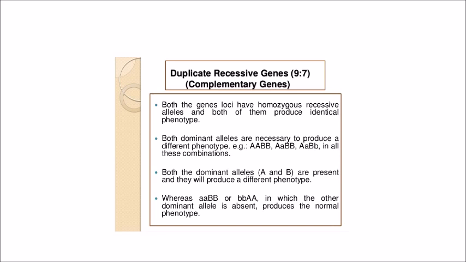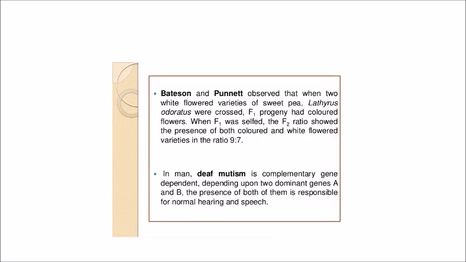Whereas small a capital B, or small b capital A, in which the other dominant allele is absent, produce the normal phenotype. Complementary gene interaction or duplicate recessive gene. There are so many examples as usual.